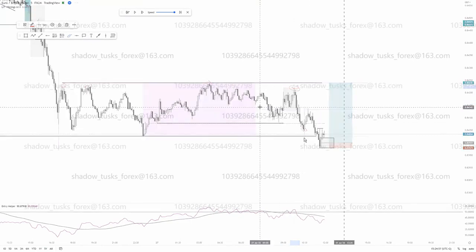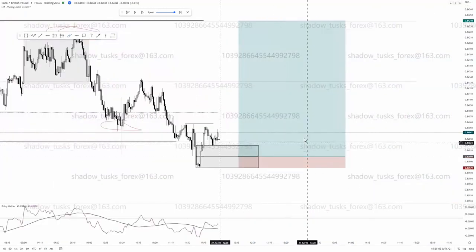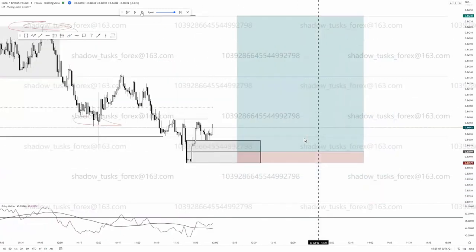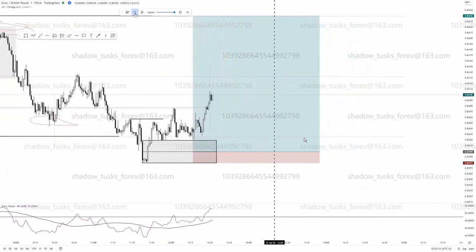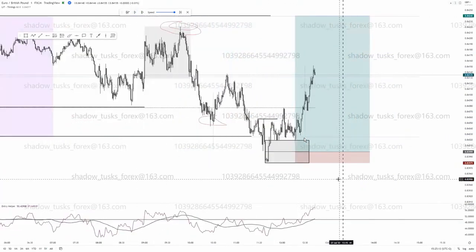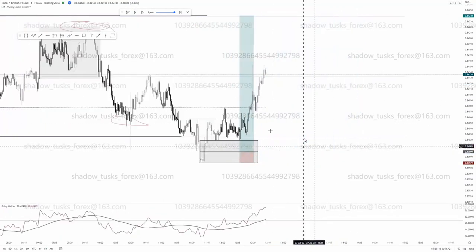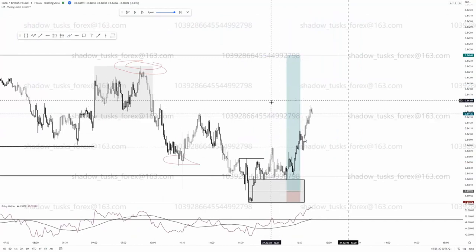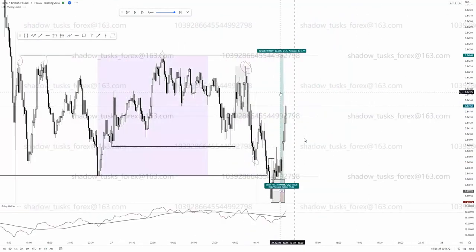Okay, so again, this zone is too big for me. So just target 50% of the zone, targeting Asia high. Perfect. Okay. All right. So at this point here, this one comes off. For me, this one comes off after we've induced high. So we'll take that one off.